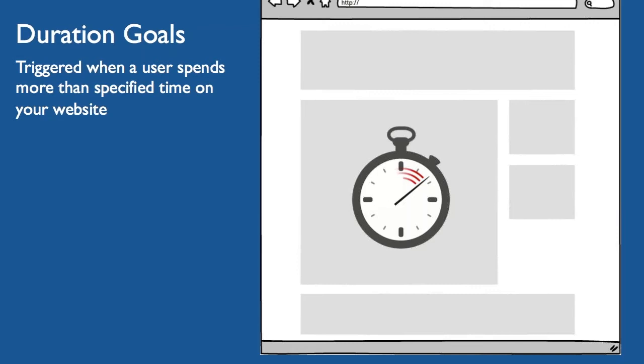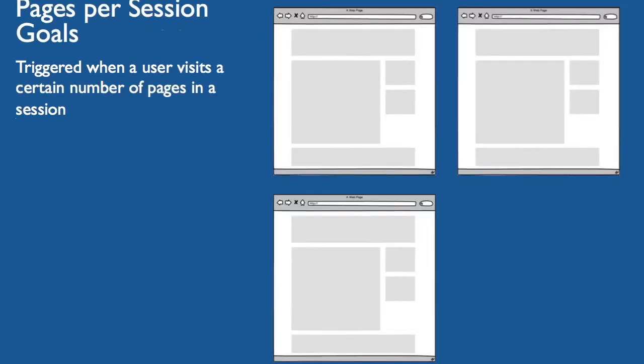And this is a very, very interesting goal type for web publishers as well, because you don't want people to just land on your website and leave without doing anything else. You want them to stick around, read a little bit, and just spend some time on your website. Third one, which is very similar to duration goals. The only difference is that you're not tracking the time, you're tracking the number of pages a user visits in a session.